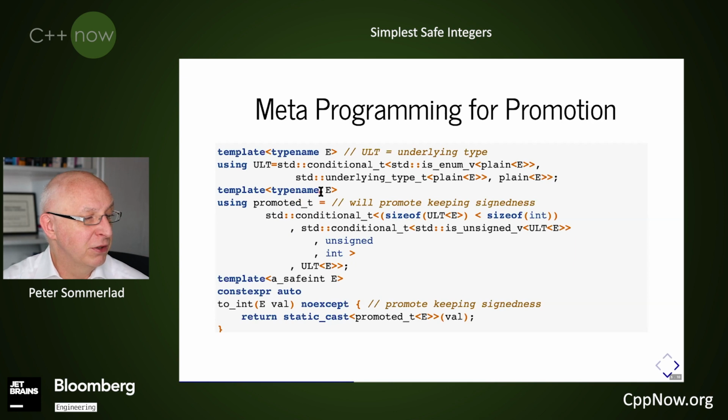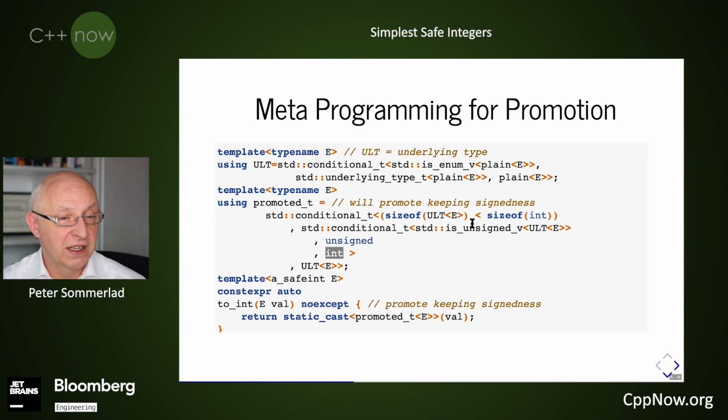So we actually compute at compile time the to-be-promoted type. Promoted type actually checks if the promotion is required. So if the size of the underlying type of our enum class type is smaller than an int, that is when actual integral promotion happens. And then we check again if it's an unsigned type, and if it's an unsigned type, we promote to unsigned. If it's a signed type, we promote to int. And that's where we actually changed the built-in rules of integral promotions for smaller integer types.